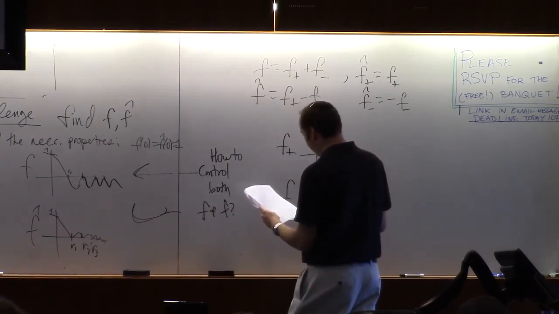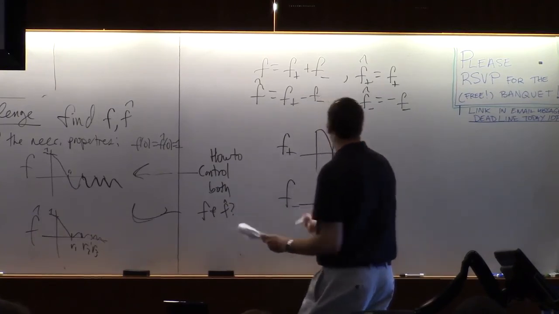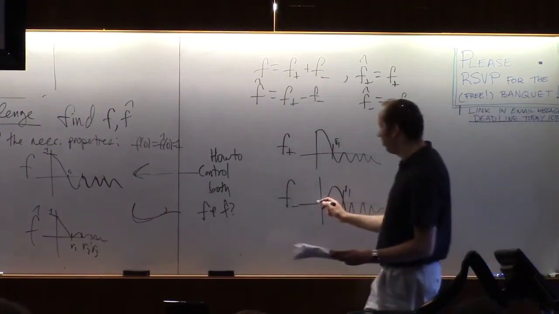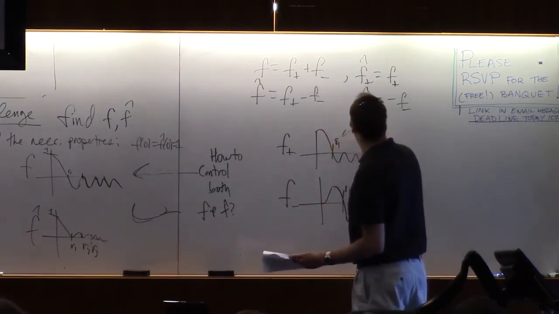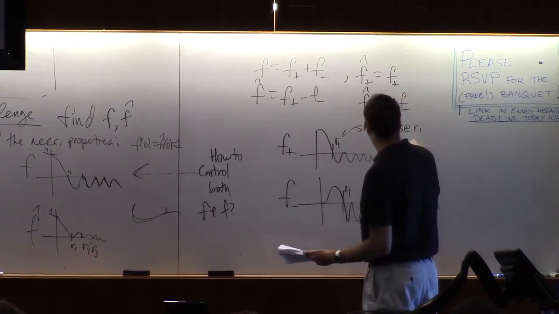So f minus will vanish at the origin. I didn't draw them to the right scale, but they basically look the same, except this one vanishes at the origin. They have single roots at R1, and they have double roots everywhere else.